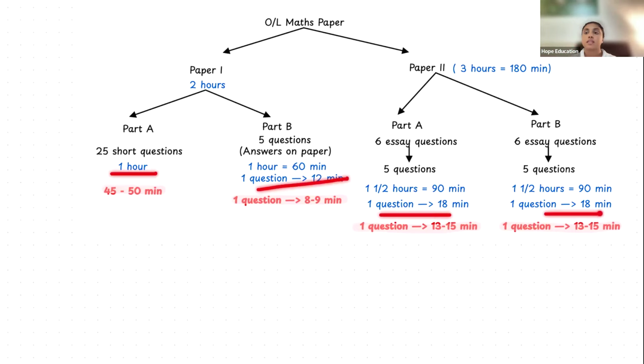Right? You have to practice with the time. So for part A, the 25 questions, I told you 1 hour is the time allocation. But we have to practice doing all the 25 questions in part A within 45 to 50 minutes.